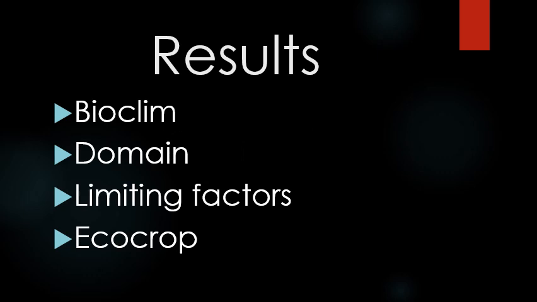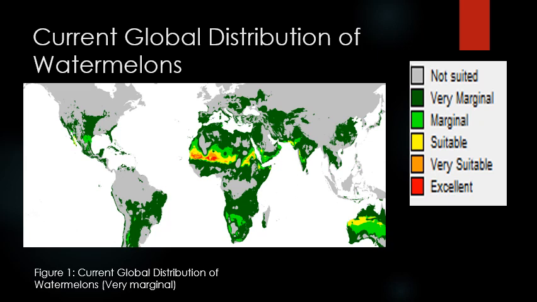To showcase the results of the presentation, I will be using BioClim, Domain, limiting factors, and EcoCrop. This is the current global distribution of watermelons, and this grid or map showcases all the different areas. The gray represents not suited, the dark green very marginal, the light green marginal, the yellow suitable, orange very suitable, and red represents excellent.